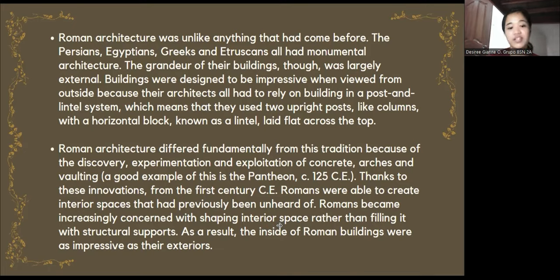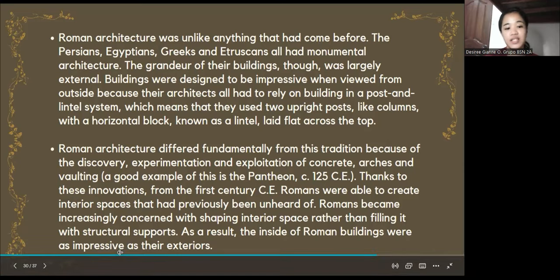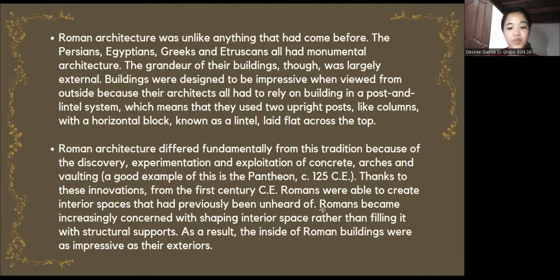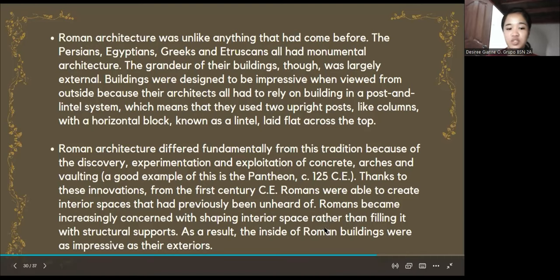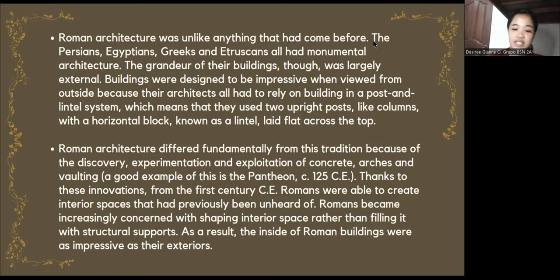Roman architecture differed fundamentally from this tradition because of the discovery, experimentation, and exploitation of concrete, arches, and vaulting. A good example of this is the Pantheon, which will be explained later. Thanks to these innovations from the first century, Romans were able to create interior spaces that had previously been unheard of. Romans became increasingly concerned with shaping interior space rather than filling it with structural supports. As a result, the inside of Roman buildings was as impressive as their exteriors.